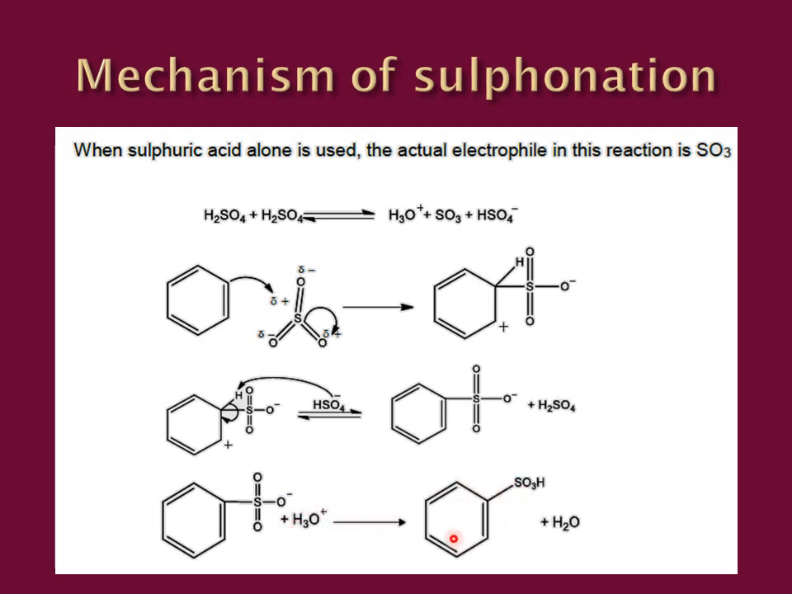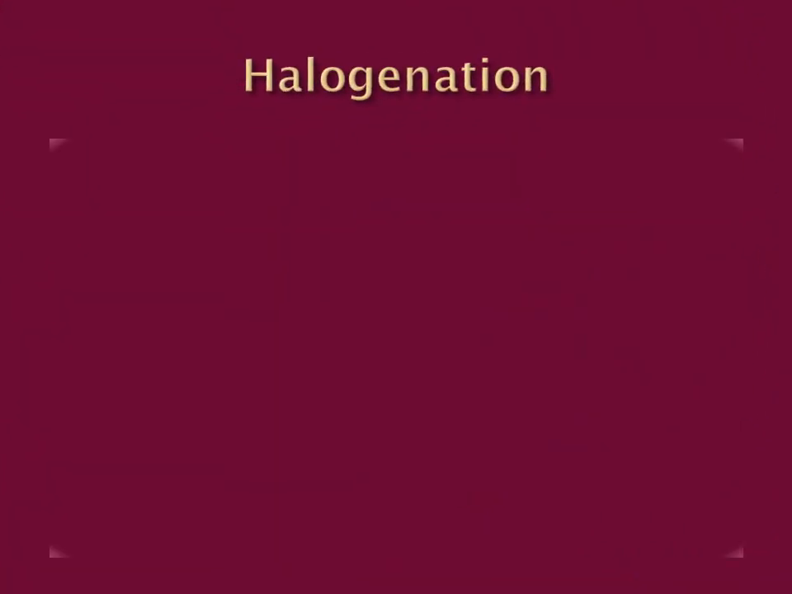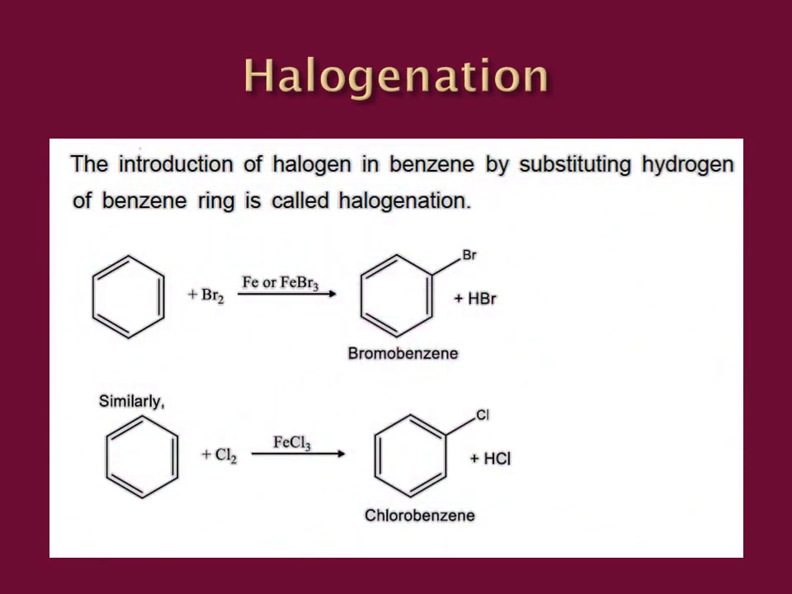Students, the third reaction is halogenation. The introduction of halogen in benzene by substituting hydrogen of the benzene ring is called halogenation. Now you can see Br2 in the presence of FeBr3 or simple iron is converted into bromobenzene along with HBr. Similarly, if we are using chlorine in the presence of ferric chloride, it will give chlorobenzene along with HCl.